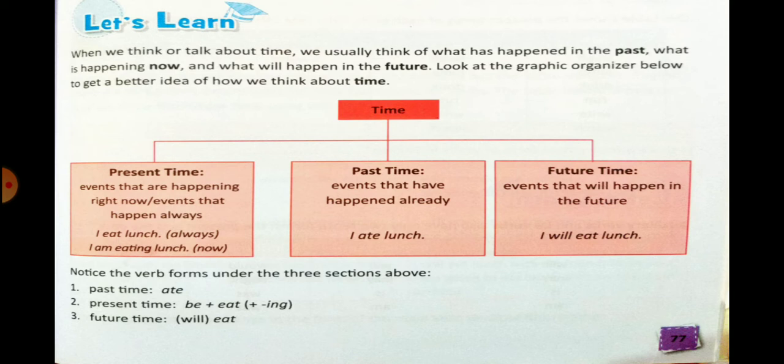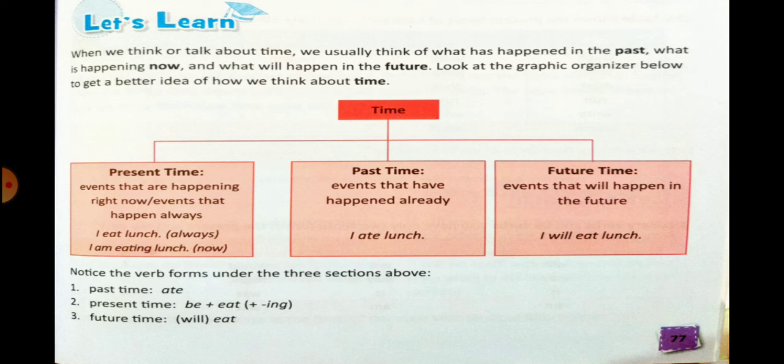So when we talk about the present time, we generally refer to the events that are happening right now, events that happen always. I eat lunch. Always it happens, and I am eating lunch. So what you are doing now, you are eating your lunch. For past time, we refer to events that have already happened. So I ate lunch. So you have already finished eating your lunch. Future time represents events that will happen in the future. I will eat lunch. So I hope it's quite clear.